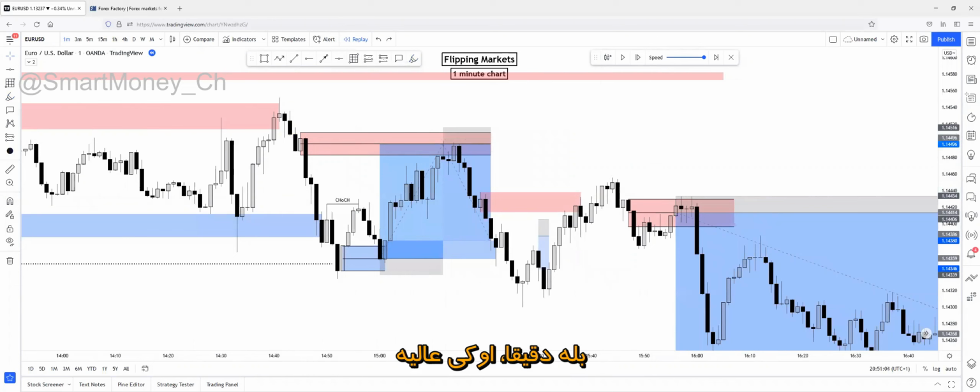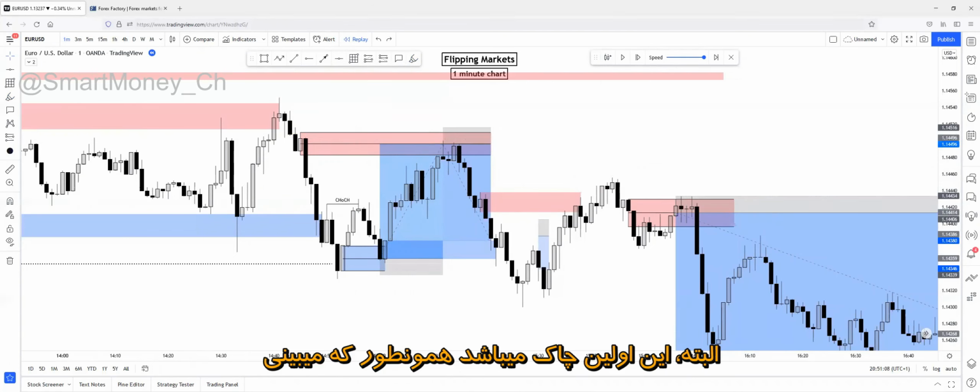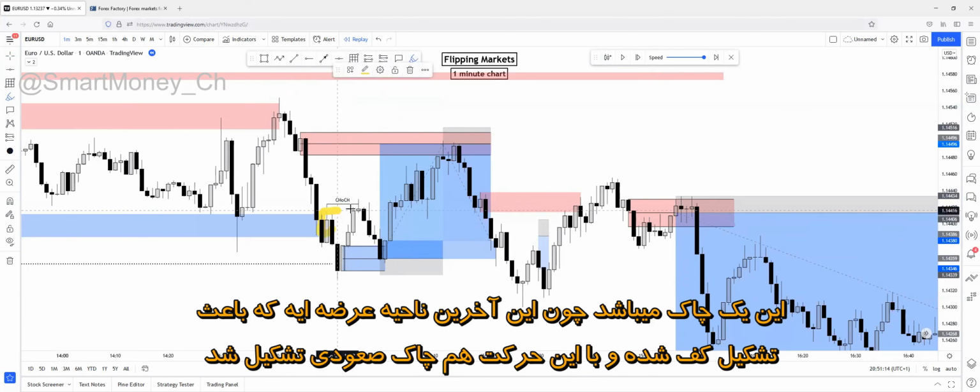Okay, perfect. Can you mark out the change of character used on these? Yes, of course. Here's the first change of character, as you can see. This is a change of character because this was the last supply zone that pushed price to the highs. I'm in lows, and this movement changed character to the upside here.